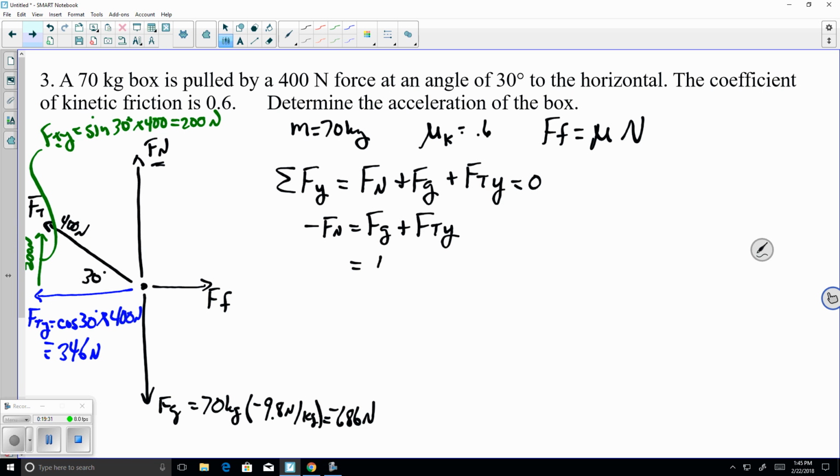So 686 newtons for Fg. Fty is 200. Don't forget the signs. And so that's minus Fn. When I added these two up, it came to minus 486, but that's the opposite of Fn, so Fn is the opposite of that. So Fn equals 486.